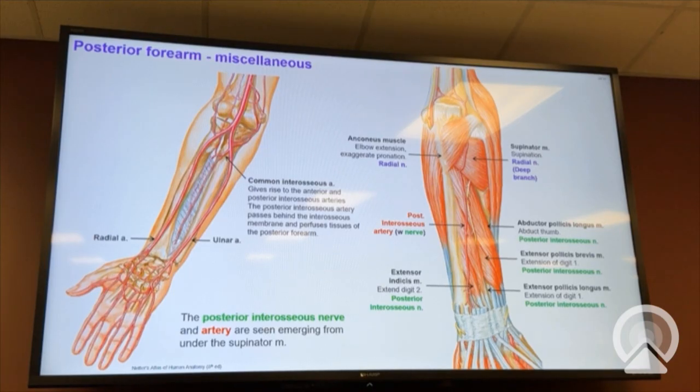Median nerve, second best guess probably. So the median nerve will be on the anterior side, passing through the cubital fossa. And that's that cubital tunnel that we see. This right here? Yeah, this is the cubital tunnel. Yeah, the cubital tunnel right there.